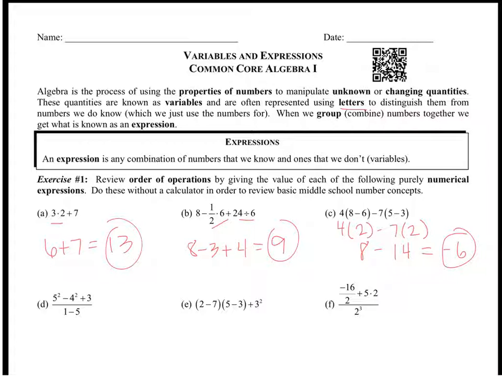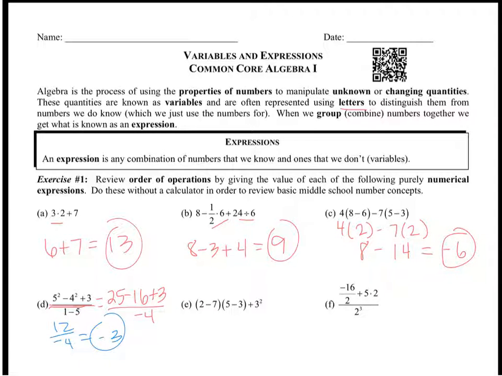For letter D, please notice that the division sign means that you do everything in the top, do everything in the bottom, then divide. So 5 squared is 25. 4 squared is 16. And then 1 minus 5 is negative 4. 25 minus 16 is 9. 9 plus 3 is 12. So 12 divided by negative 4 is negative 3.